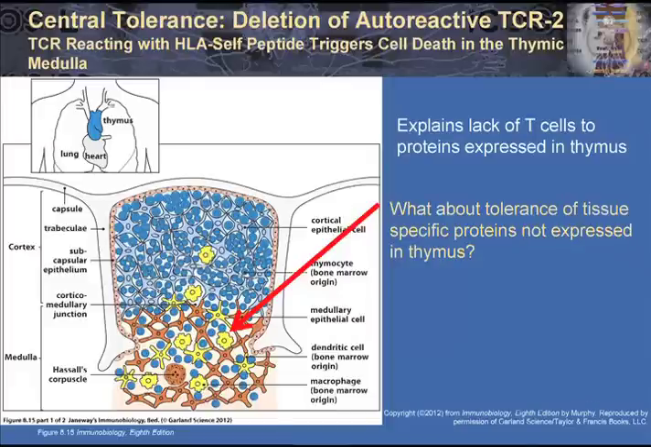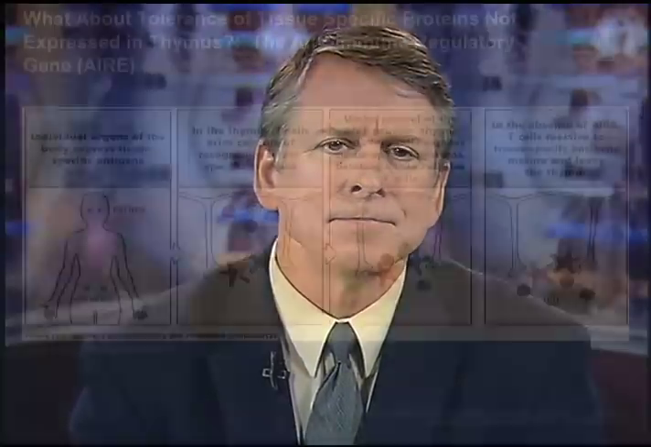But the big question is, how do you generate tolerance to proteins that are not expressed in the thymus? Like some proteins that are in the ovary, or in the sperm, or in the brain, or in the eye. And a fascinating second pathway exists, and I'm going to tell you a little bit about that right now.